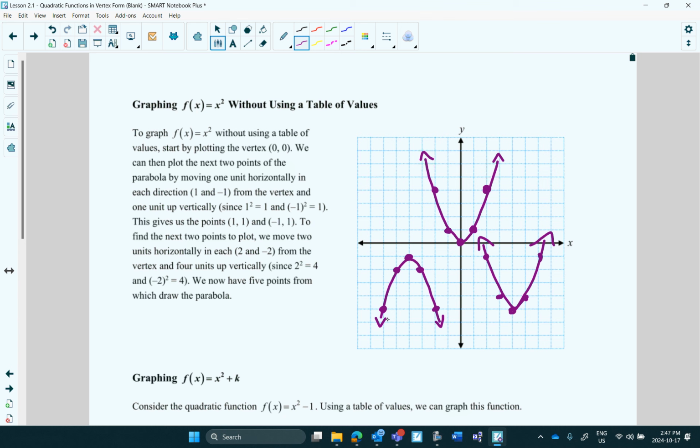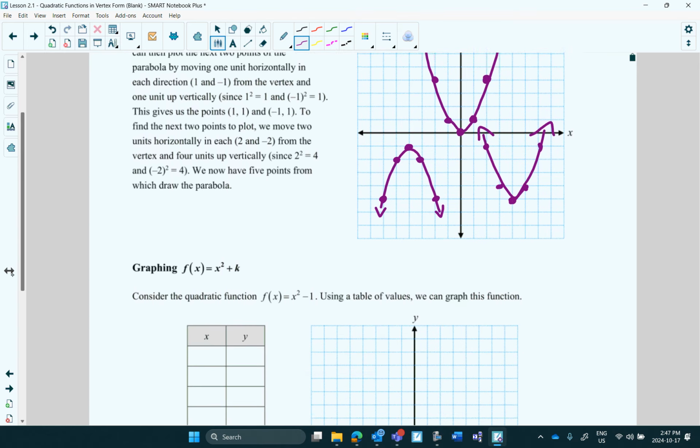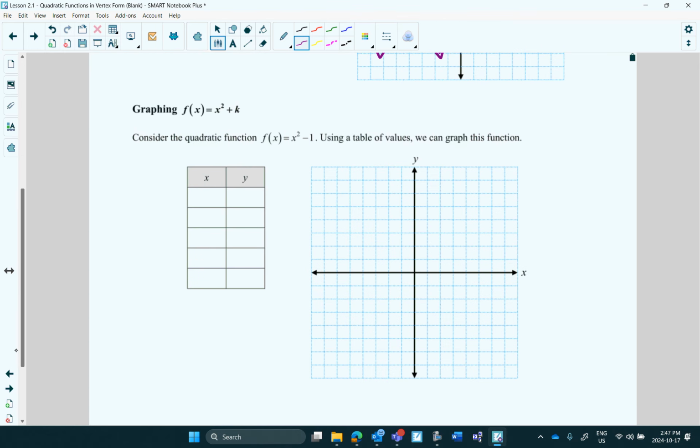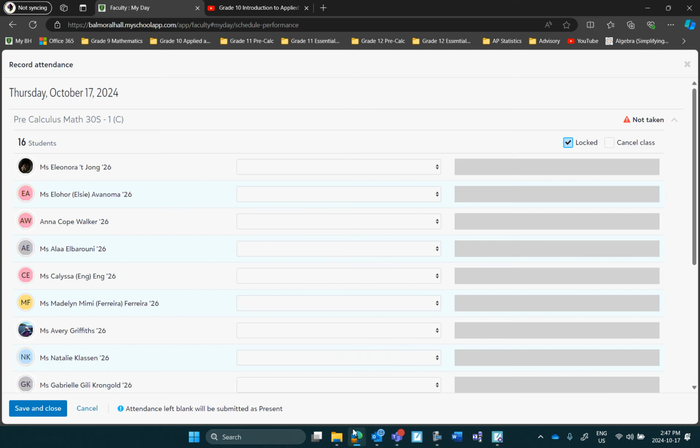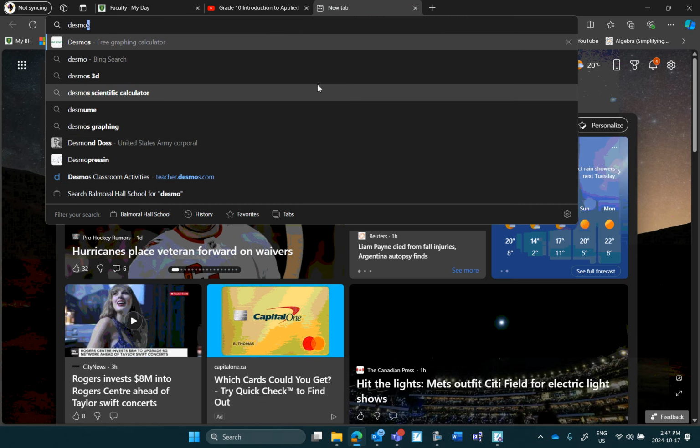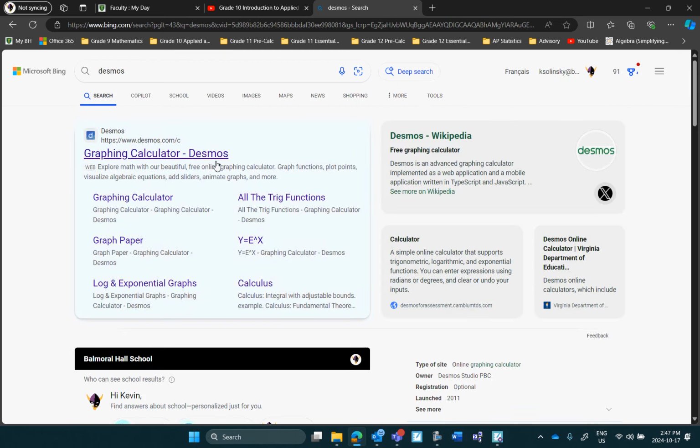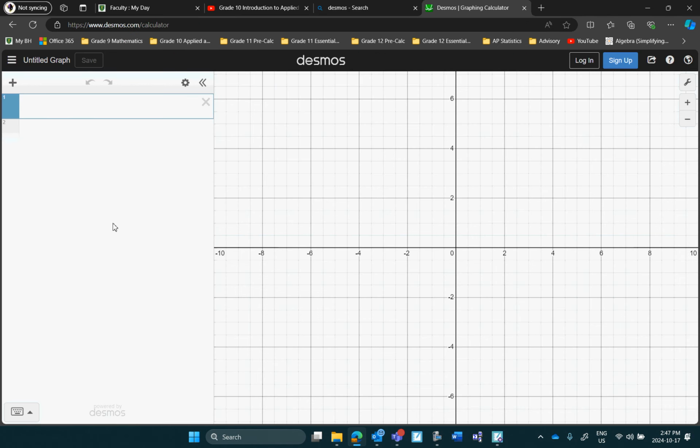Okay. What happens when we have a quadratic function, x squared, but there's a number after it? Well, I'm going to show you. Some of you don't even know what Desmos is. Actually, I'm going to show you by a graphing calculator.